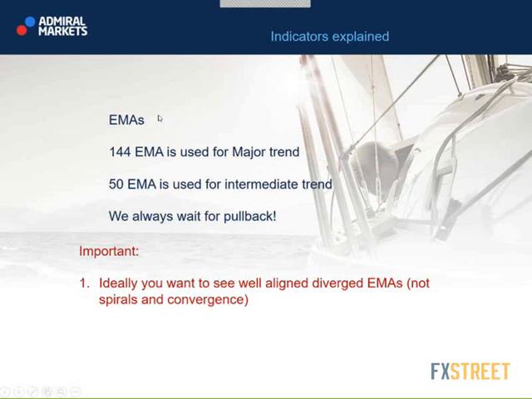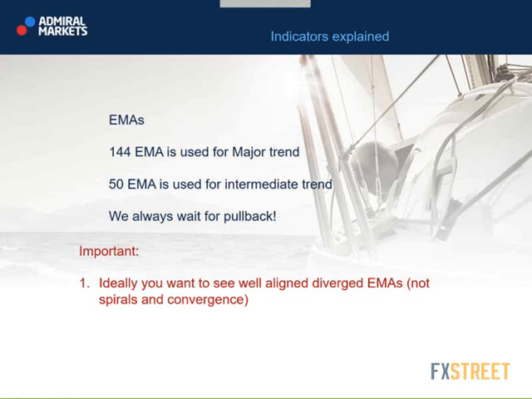EMAs are used for major and intermediate trend. 144 EMA is very good towards range bars, and you will usually see price respecting the trend on the 144 EMA setting. But also what is important is that we need to use another EMA to show the trend shift, because major trend is not the only important thing. You need to know the now moment.